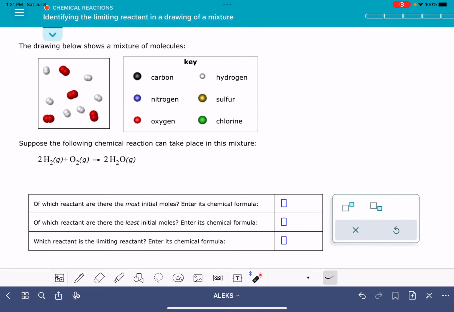In this video, I'll show you how to solve the ALEKS problem called identifying the limiting reactant in a drawing of a mixture. This problem is going to give us a balanced chemical equation and a drawing that corresponds to the reactants of the chemical equation. And then we have 3 questions to answer about these reactants.